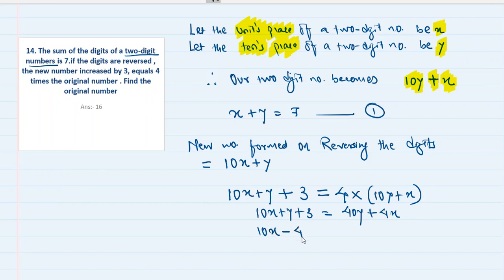So 10x minus 4x plus y minus 40y is equal to minus 3. So what is 10x minus 4x? It is 6x. What is plus y minus 40y? It is minus 39y is equal to minus 3. This is equation number 2. Let me just check, verify whether this equation is correct or not. I think it is absolutely correct.